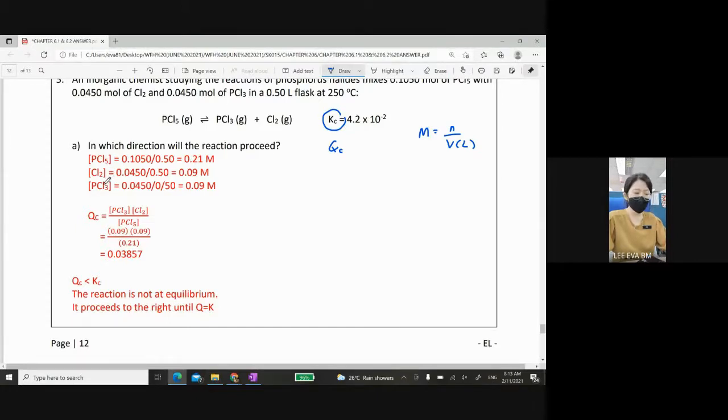Same thing for PCl3. Okay, so for the QC expression, please check your own answer. For QC, you use the square brackets to represent concentration. So product on the top, reactant on the bottom. And you get the value 0.03, which is much smaller than KC. Do you get the same values? Yes, you get the same value. Anyone got different values? Did anyone get a different answer? Or are all the same?